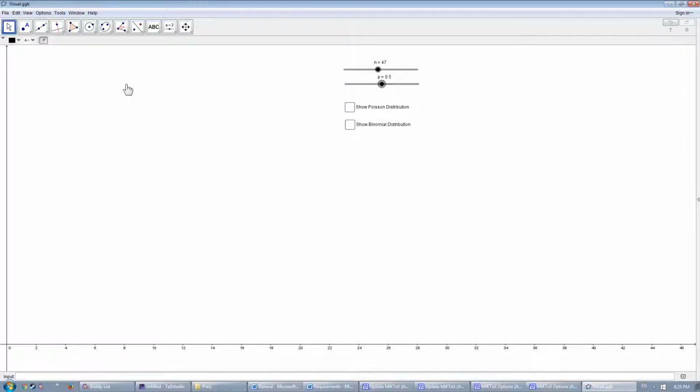Hello. Today we're going to talk about the binomial approximation. To do this, we're going to visualize the PDFs for the Poisson and the binomial distribution. Now the binomial distribution has two parameters, n, the number of trials, and p, the probability of success. So we have two sliders here to help change those values.